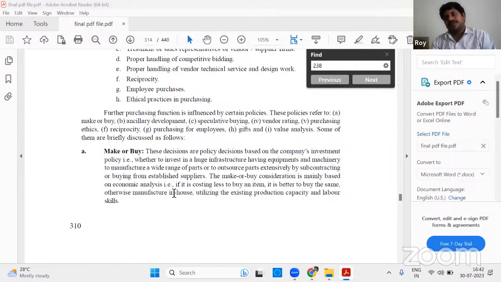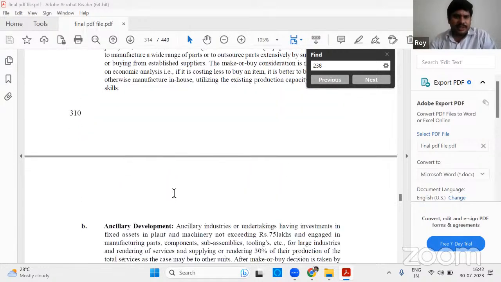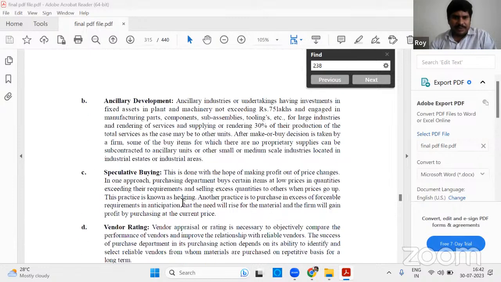And the cost also. If I make here, what is the cost? If I buy from outside, what is the cost? If the cost is more here, then buy outside. If the cost is less here, then make it. This is one of the decisions. Okay, accelerated development, speculative buying, speculating that the price may increase.